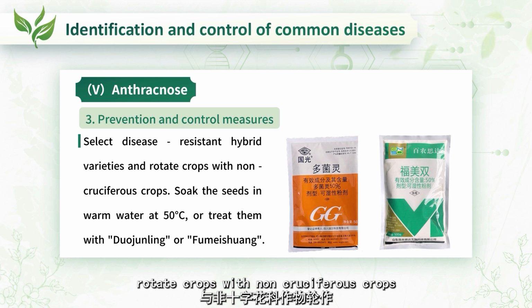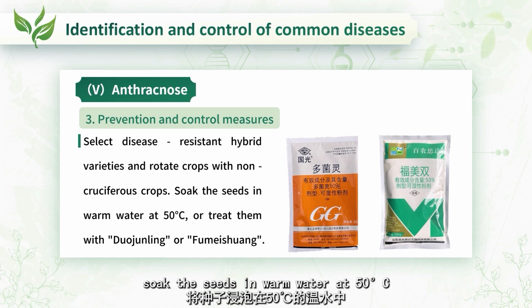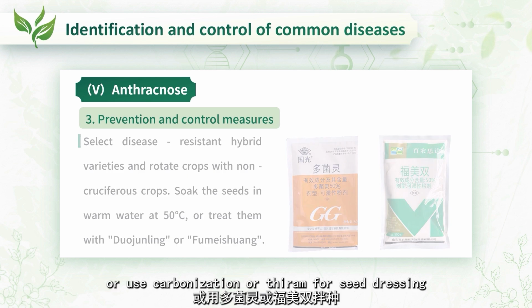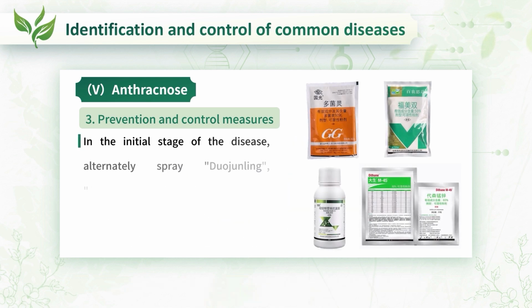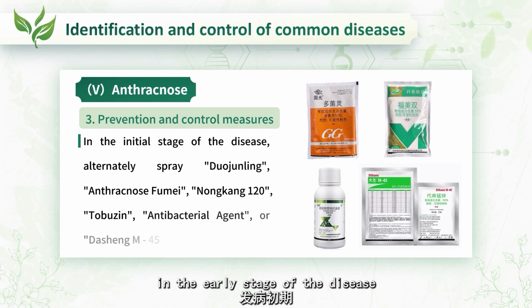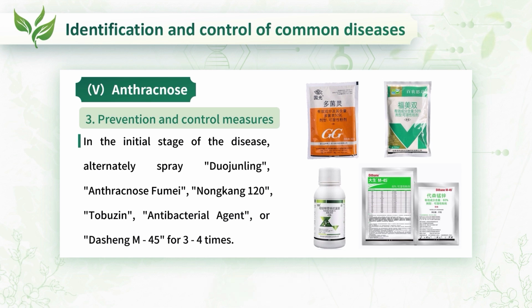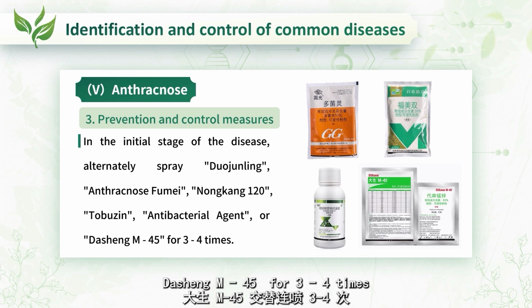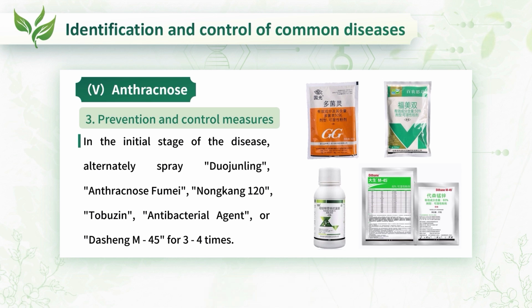Rotate crops with non-cruciferous crops. Soak the seeds in warm water at 50 degrees Celsius, or use carbendazim or thiram for seed dressing. In the early stage of the disease, carbendazim, anthracnose fumigate, non-gang 1-0, thiophanate-methyl, antibacterial agent, Dazen M45 can be sprayed alternately 3-4 times.